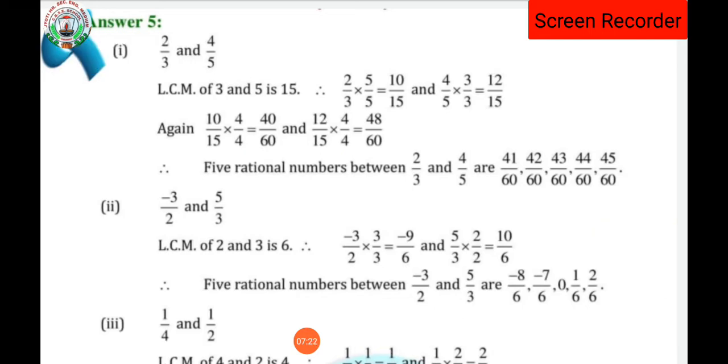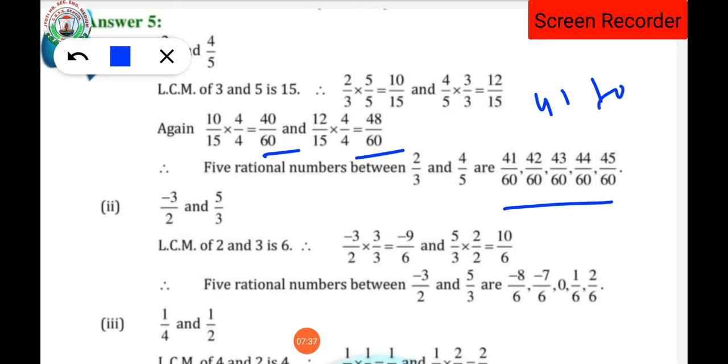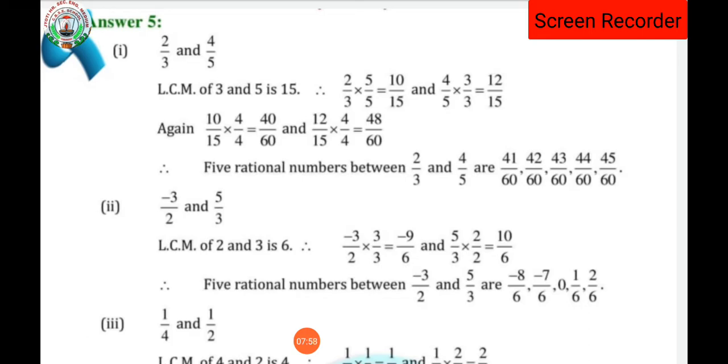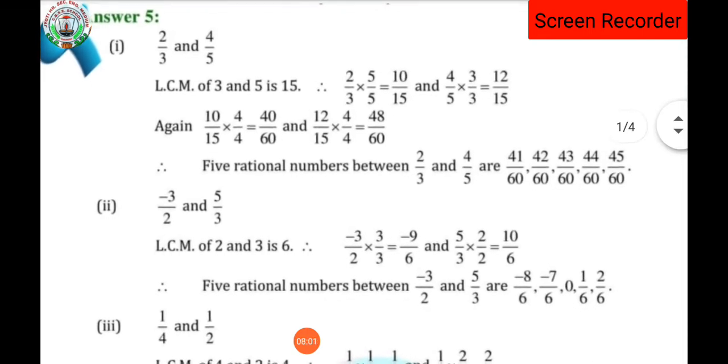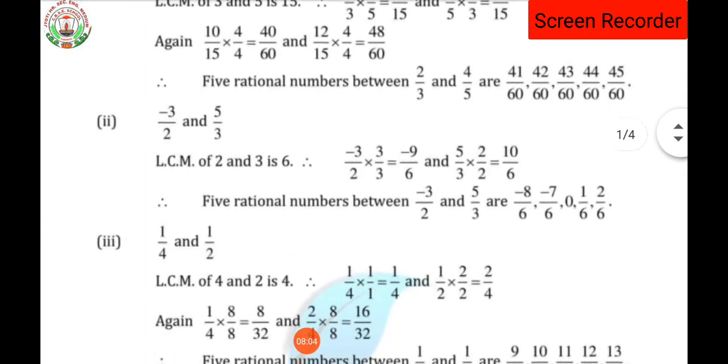So how many rational numbers do we want? We want only 5 rational numbers. These are the rational numbers which are present between 40 upon 60 and 48 upon 60. Since we want only 5 rational numbers, we are going to take 41 to 45. Okay, so if it is asked to take 6 rational numbers, then 41 upon 60, 42 upon 60, and so on up to 46 upon 60. If it is asked for 7, then it will be 47 upon 60, isn't it? So in this way you have to solve and see. It's a very familiar method, students. Okay, easy method, you can solve it. If you have any doubt, you can directly ask.